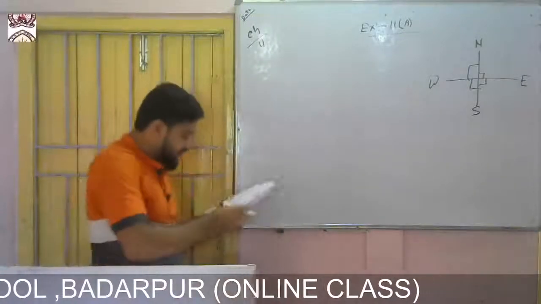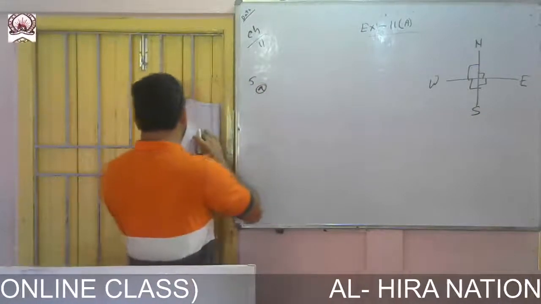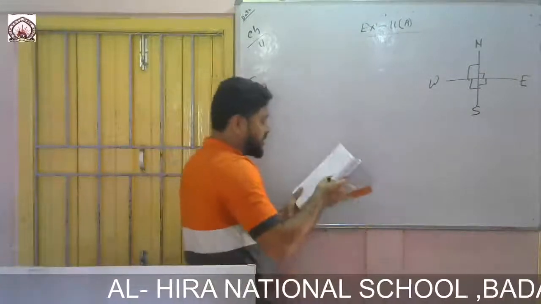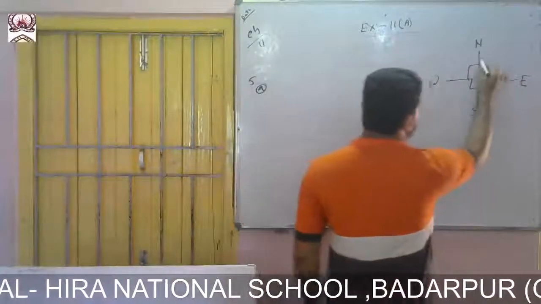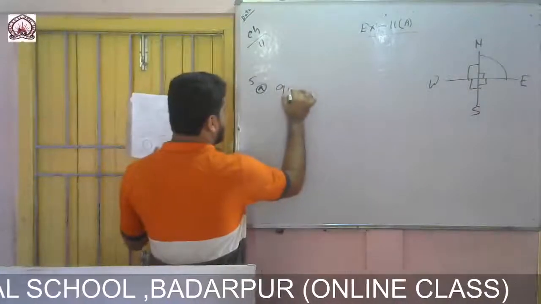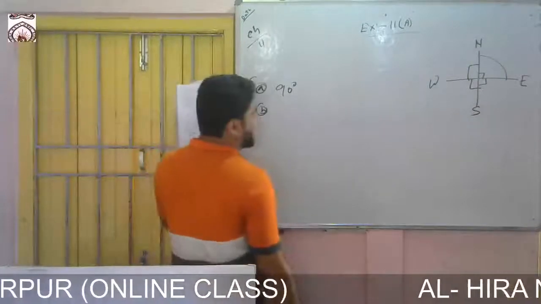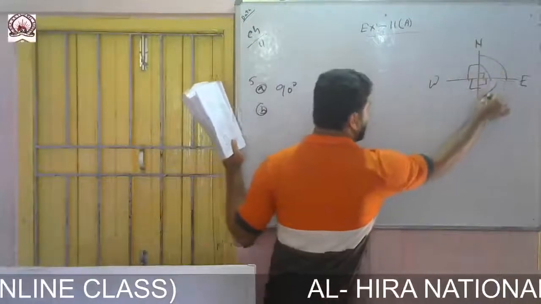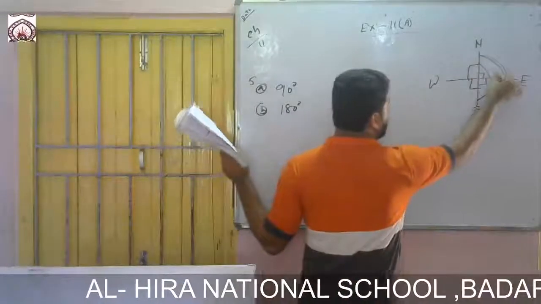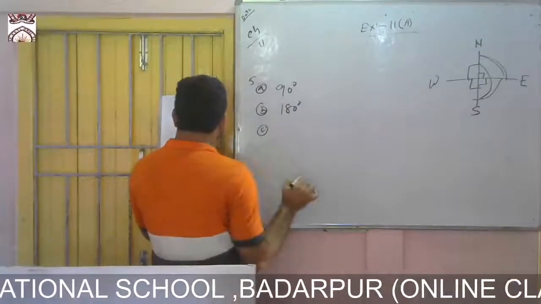Now the question is asked, and I am writing the answer directly. Whenever a pointer moves from north to east, this angle is 90 degrees. So I shall write 90 degrees. Now number B: from north to south. This angle will be 180 degrees, because of this one 90, and this will again be 90. 90 plus 90 is 180 degrees.